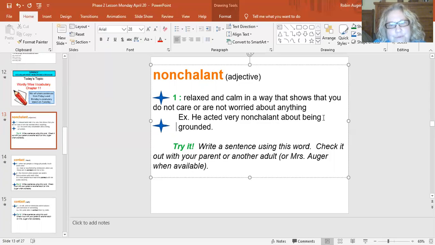Write a sentence using the word, thinking about how would somebody be nonchalant? What kind of a situation might they be nonchalant about? Or maybe they're nonchalant about having to take a test. They acted like they didn't care because they had all their information. They had studied really well and they were good to go. Okay. Maybe they're nonchalant about going out for a run. They didn't think it was that big a challenge. Things like that. Just try to think of something that you might be nonchalant, relaxed, and calm in a way that shows you don't care and you're not worried about anything. You got it. Okay.